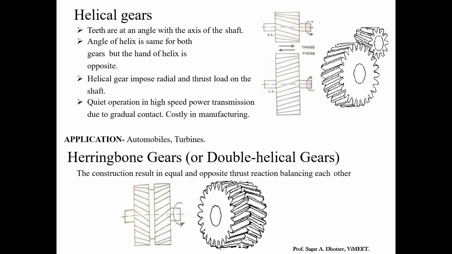You can see in the figure, there are generally two types. One is the parallel helical gear and the second one is the cross helical gear. The parallel helical gears are used to transmit power between two parallel shafts, which you can see in this figure.